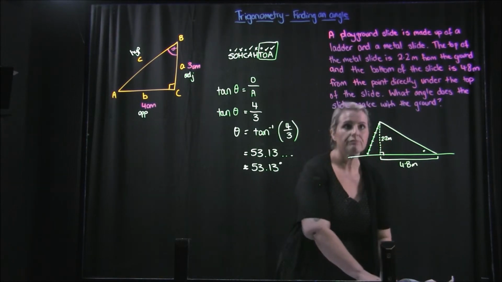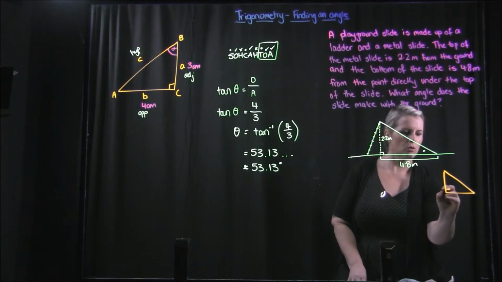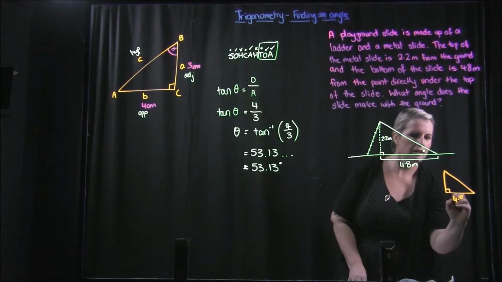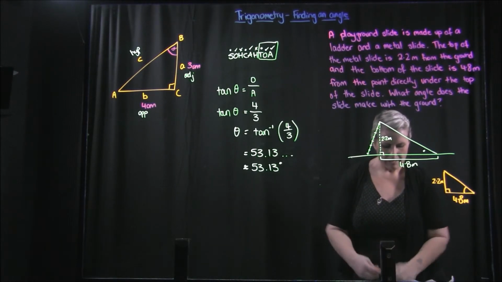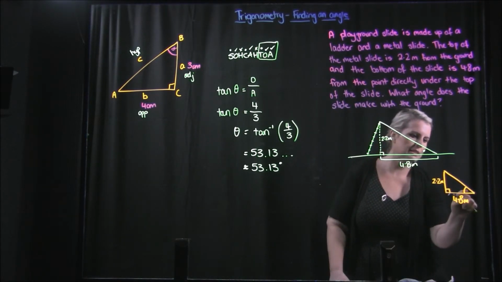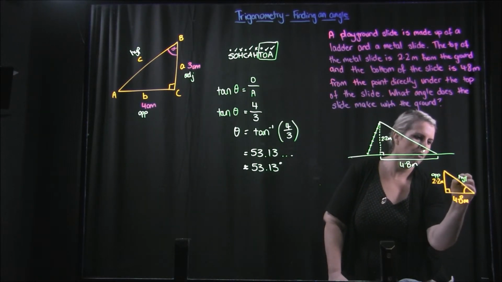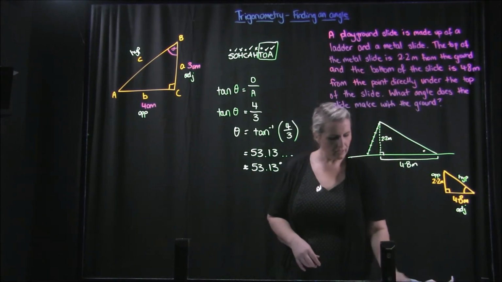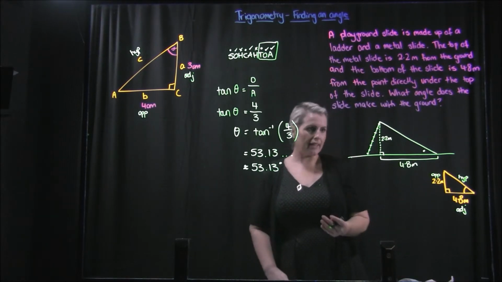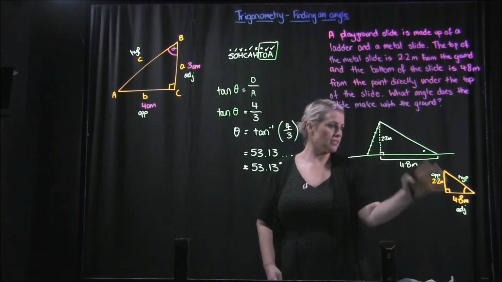So what I'll do is I'll draw an actual triangle and label it like we've done before. So it's a right angle. This is 4.8 meters. This is my unknown angle, and this is 2.2 meters. Now from there, I can actually label it. If this is my angle, this is my opposite side, this is my hypotenuse, and this is my adjacent side. Okay, and last of all, I can work out what the angle of the slide makes with the ground.